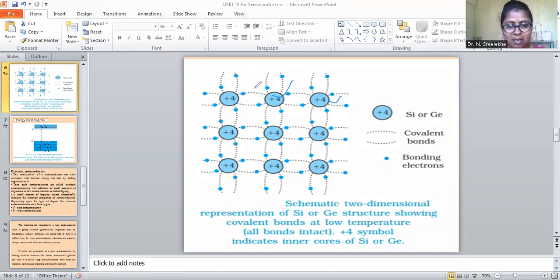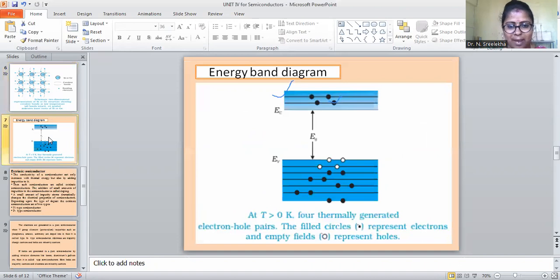Electrons are occupied at 0 Kelvin. Actually, electrons exist in the valency band, and if we raise the temperature, see this energy band diagram, electrons try to move from the valency band to the conduction band.